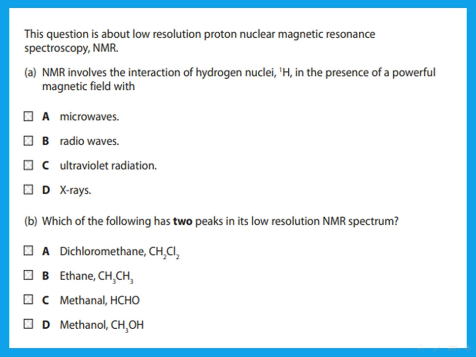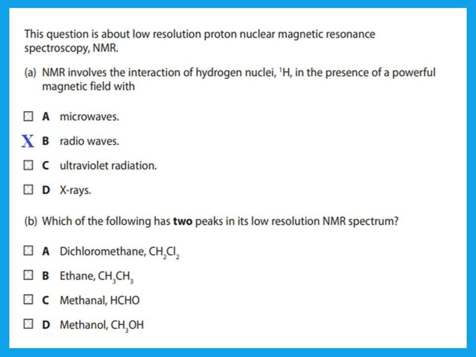Let's look at some questions. This question is about low resolution proton NMR. NMR involves the interaction of hydrogen nuclei in the presence of a powerful magnetic field with, again, which kind of waves? Remember, we are talking about radio waves. Which of the following has 2 peaks in its low resolution NMR? Remember, 2 peaks means 2 different types of hydrogen.